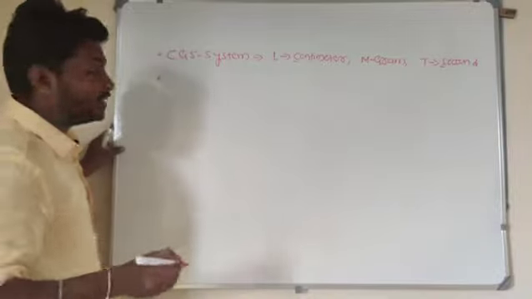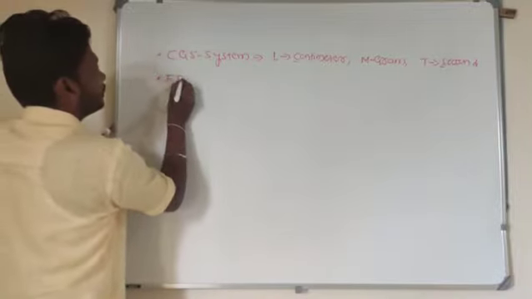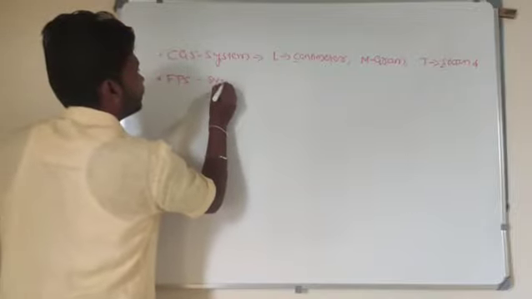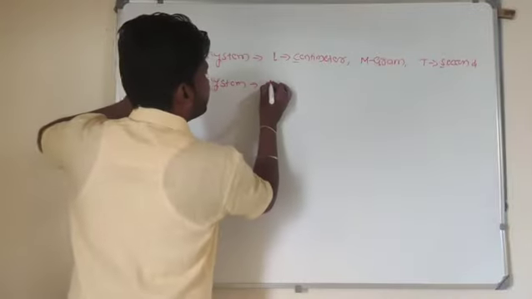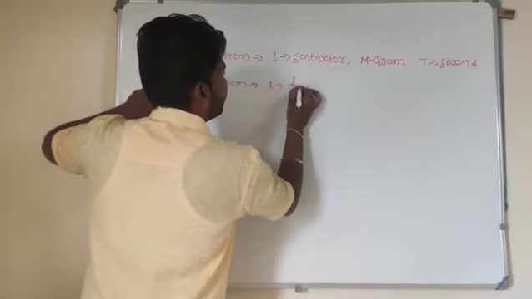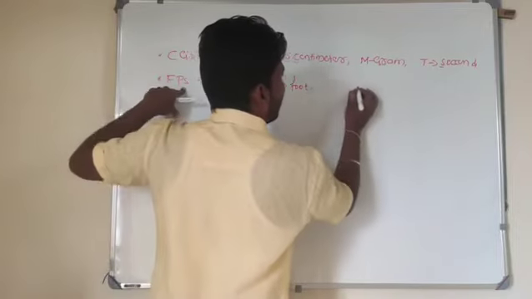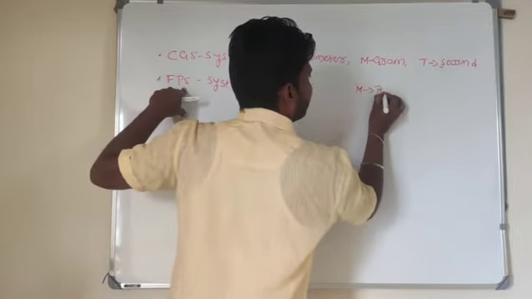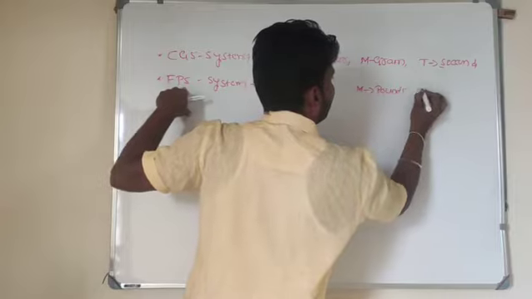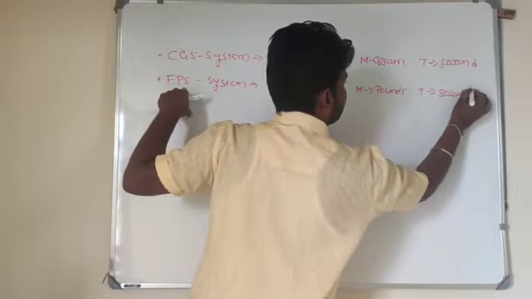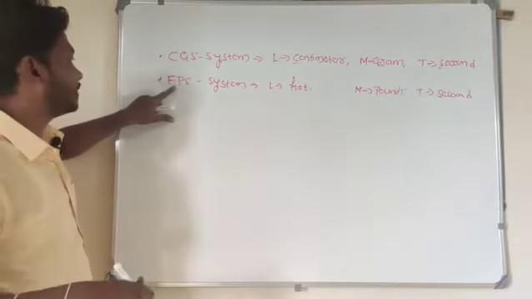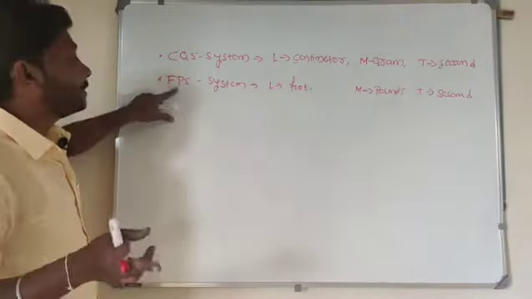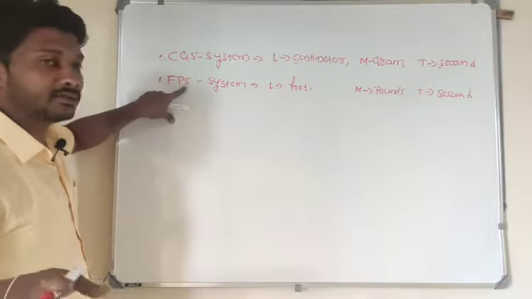And another one is the FPS system. In the FPS system, length is measured in terms of foot, mass in terms of pounds, and time in terms of second. So in the FPS system: length in terms of foot, mass in terms of pounds, and time in terms of second.